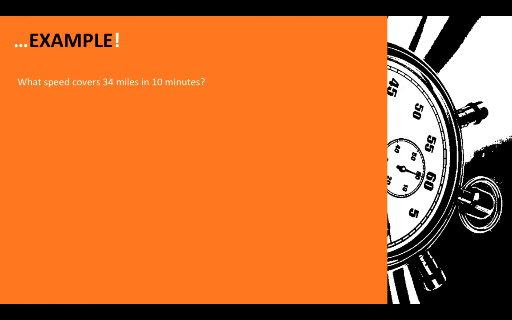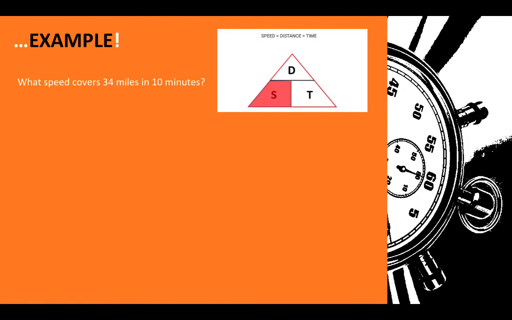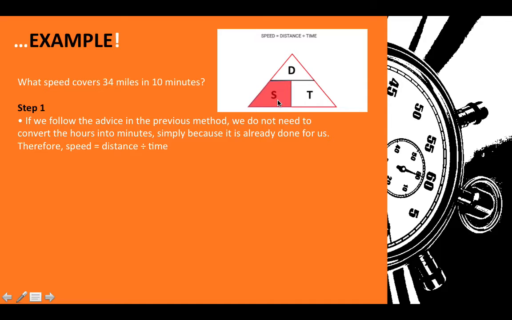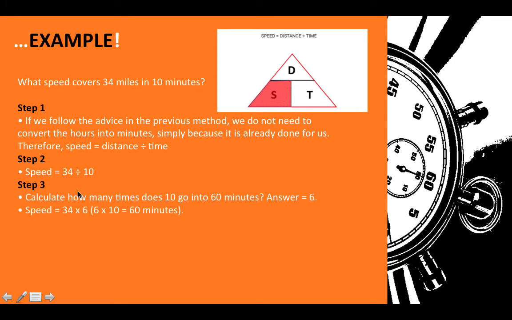So what speed covers 34 miles in 10 minutes? Okay, so I've given you the reminder here. So we're looking for the speed. If we follow the advice in the previous method, we do not need to convert the hours into minutes, simply because it's already done for us, okay? So therefore speed equals distance divided by time. So speed equals 34 miles divided by 10 minutes, okay? Calculate how many times the 10 goes into 60 minutes, which is 6. So 34 times 6 gives you 204 miles per hour, okay? So that is your answer.